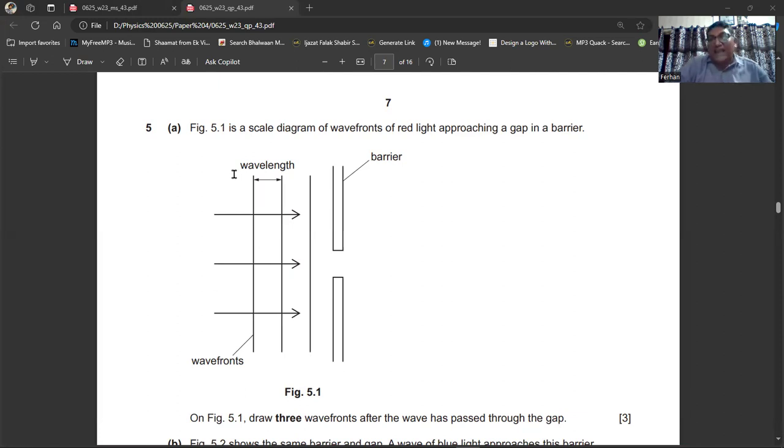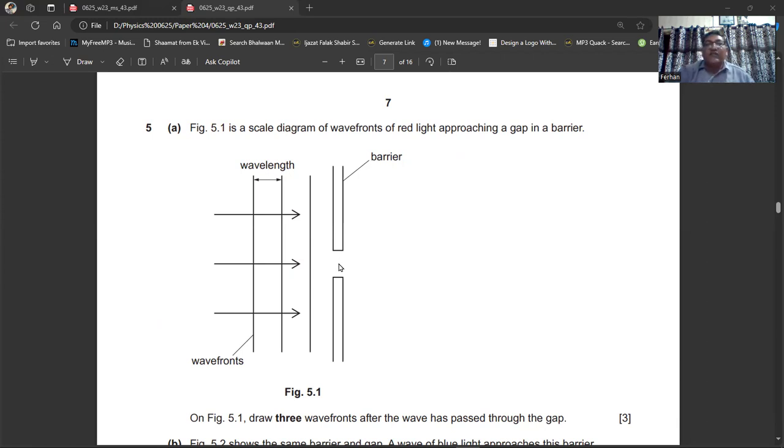I will open my compass equal to this wavelength. I will put it here in the center and draw a semicircle. Then I will open the compass equal to 2 wavelengths, put the needle of the compass in the center, and draw another semicircle. Then I will open my compass equal to 3 wavelengths.